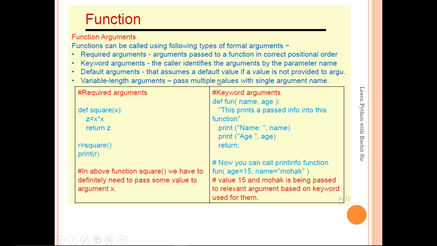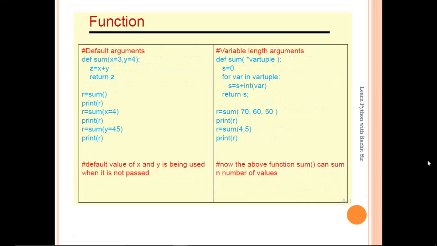Next is variable length arguments. It passes multiple values with a single argument. In certain situations, we can pass a variable number of arguments to a function. Such types of arguments are called variable length arguments. Variable length arguments are declared with an asterisk sign. For example, this is the syntax of a variable length argument. So here it is passed with an asterisk sign. I am taking an example.